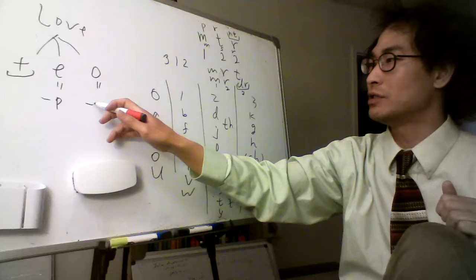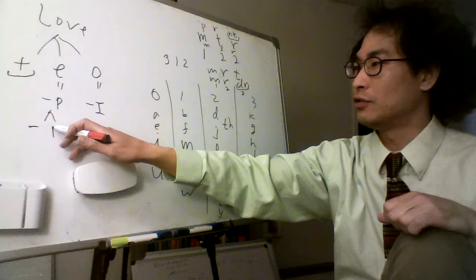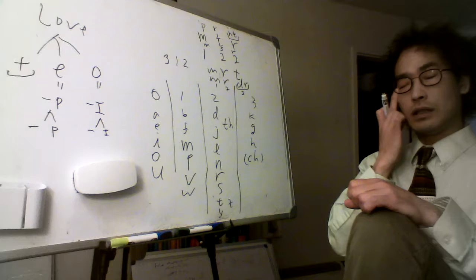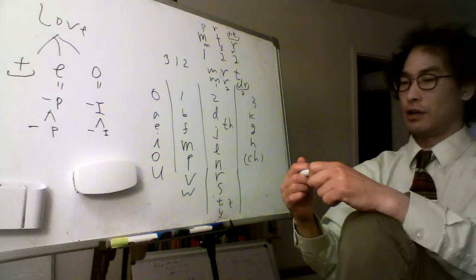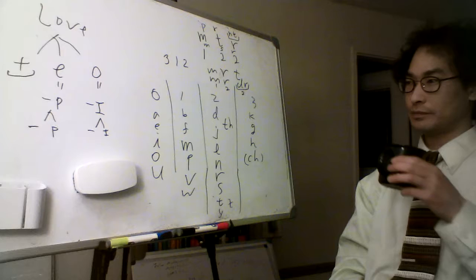So we break it down. We have minus physical universe. We have minus and I. Okay. Then that's the end of it. You just look up the dictionary again until you become kind of circular, or until you become very basic, elemental.